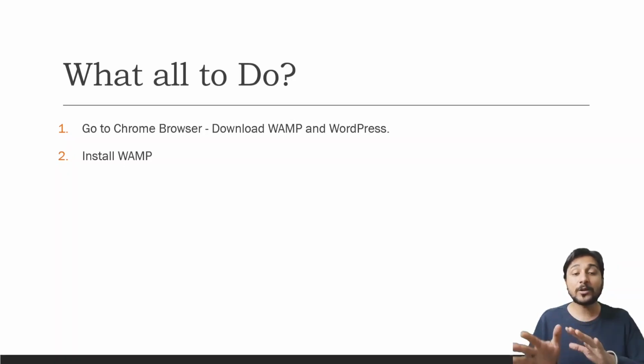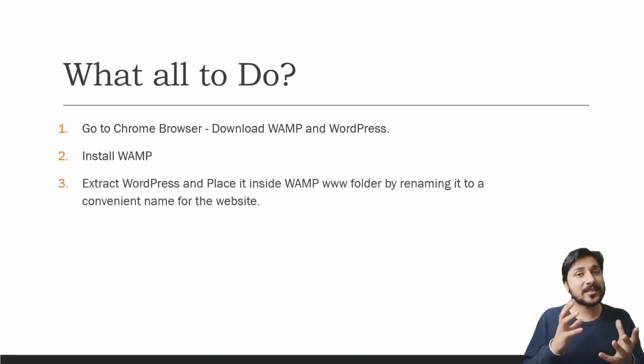Now, once you've downloaded the WAMP and the WordPress, you have to install the WAMP, and then you have to extract the WordPress and place it inside the WAMP. There's a www folder inside the WAMP, and you have to rename the website folder to whatever name that you want. Suppose you want my website. So you just type in the name of that folder as my website.